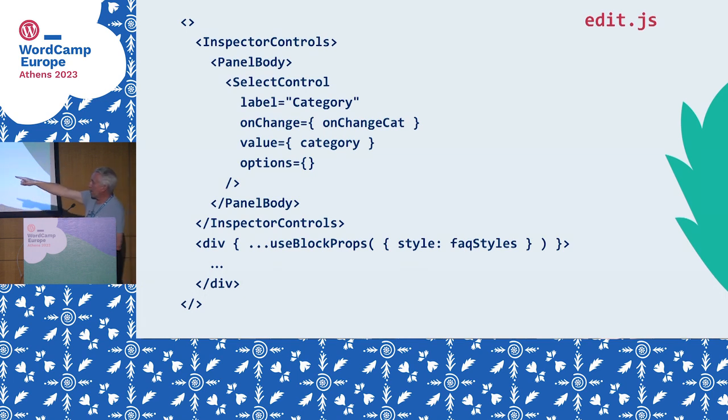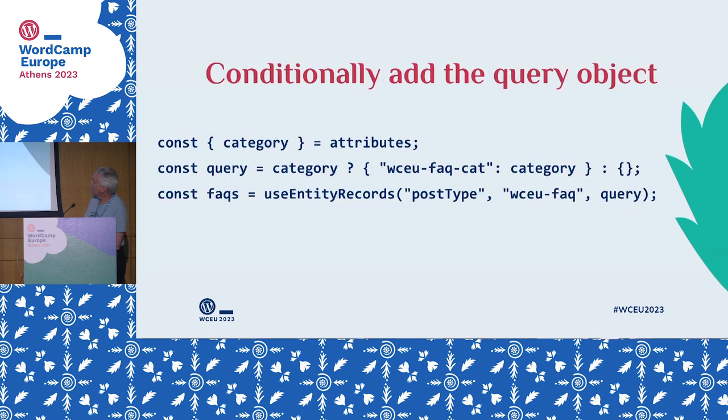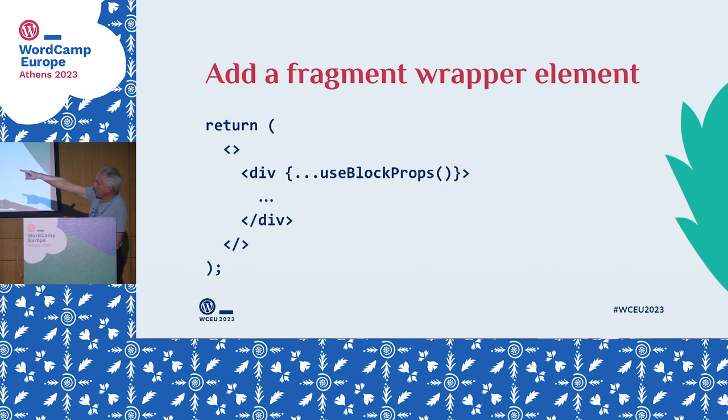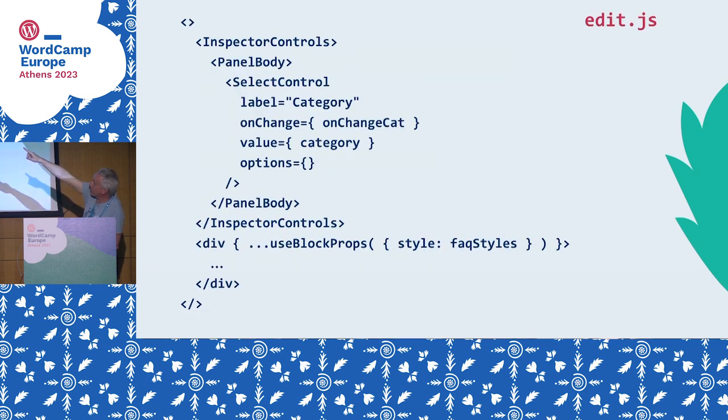Inside the fragment, above your div element where you're rendering the content, so if I go back, you added a fragment to wrap your div element, and then just above the div element and underneath the opening fragment, you would put that. So it's illustrated there. You've got your opening fragment, put your InspectorControls, and PanelBody and SelectControl, and then your div element, which you've already got. So you put it between the fragment opener and the existing div element.